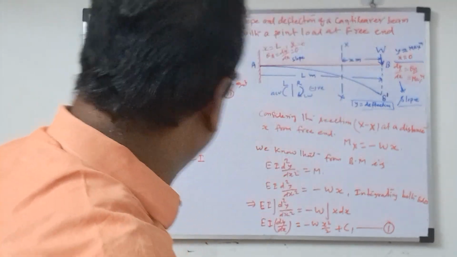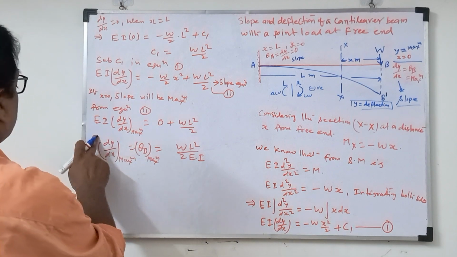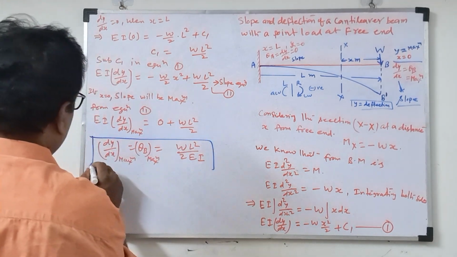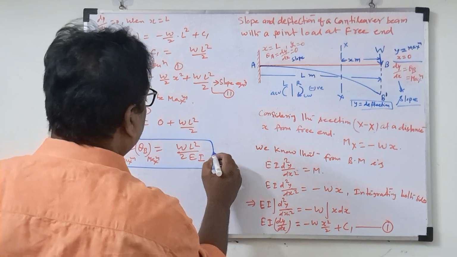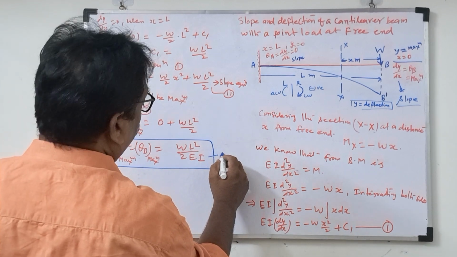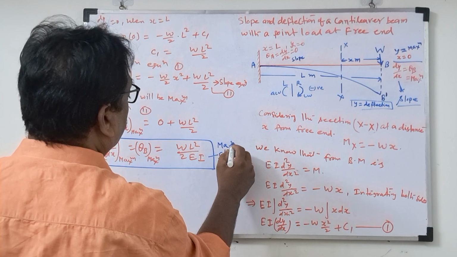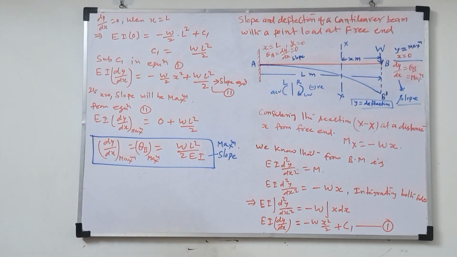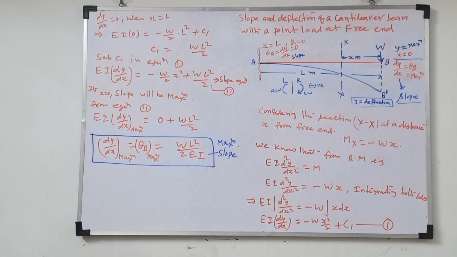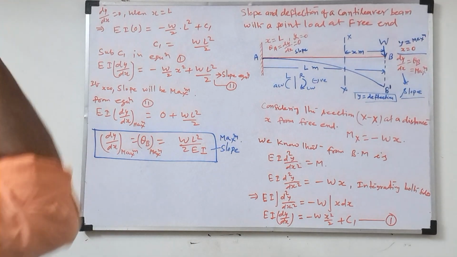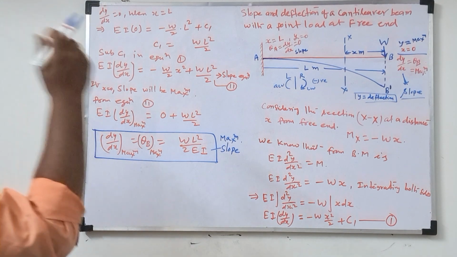Black color, blue color. So these are the equations of the slope we got now. We got the equations of the slope, and the maximum slope you can write. This gives the equation of the maximum slope, WL square by 2EI. Okay, now we'll integrate again the equation where we substituted C2.